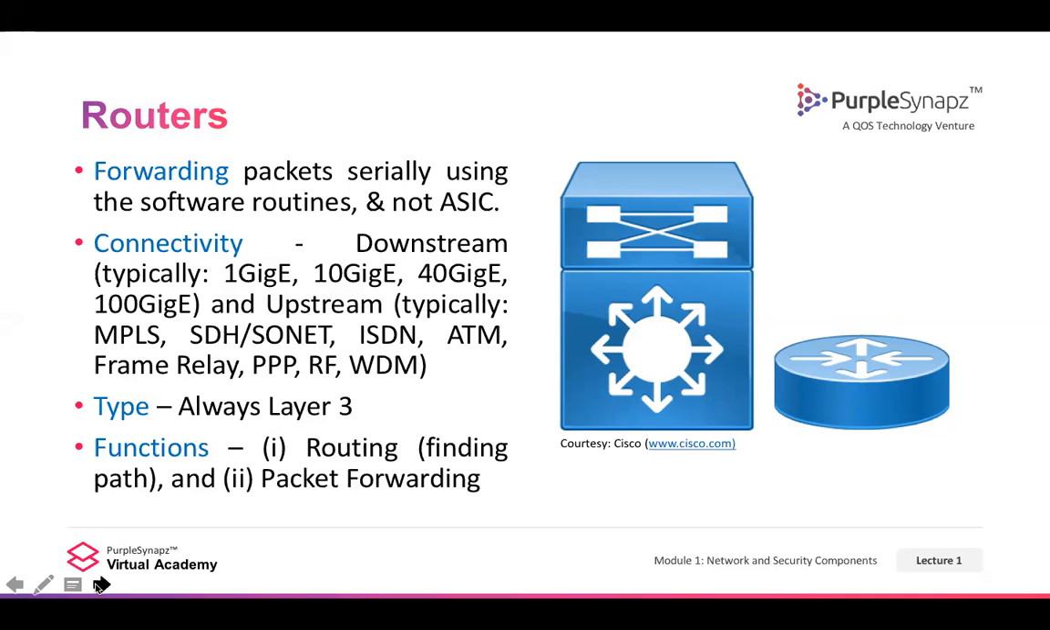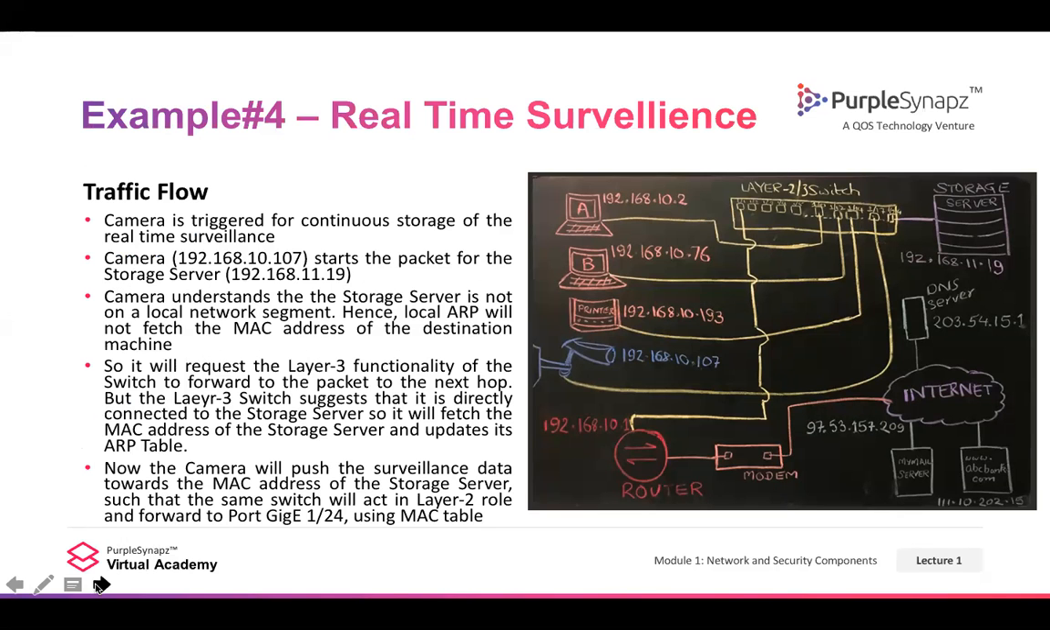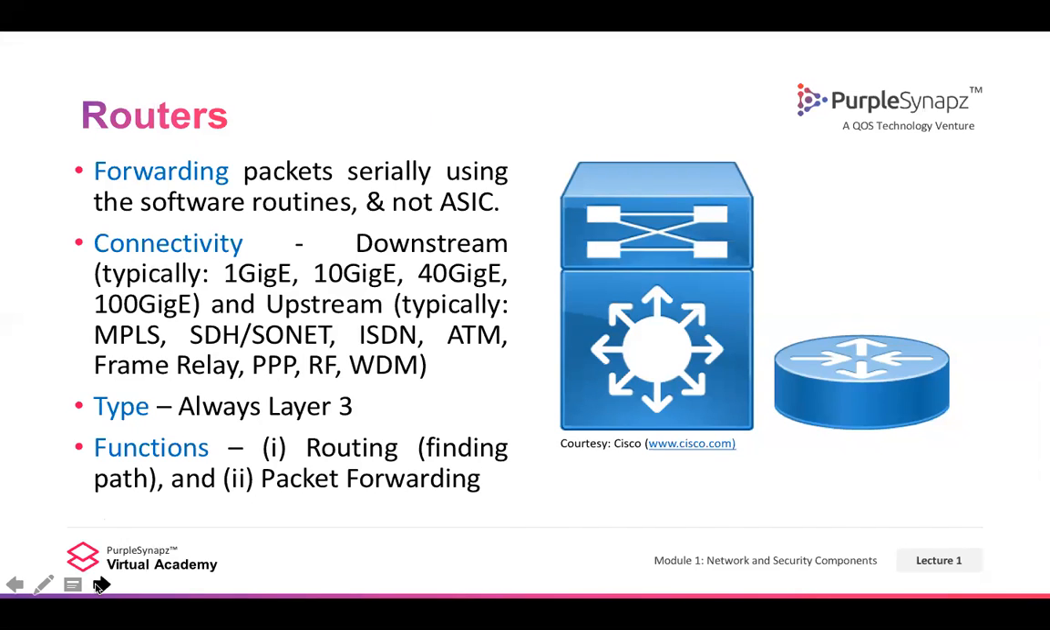Then connectivity. Downstream, if you look at this diagram, is that yellow colored cable, which is taking it towards the layer 2, layer 3 switch. Upstream is that cable which is taking it towards the modem. Okay, so the upstream possibilities, now let's look at this.